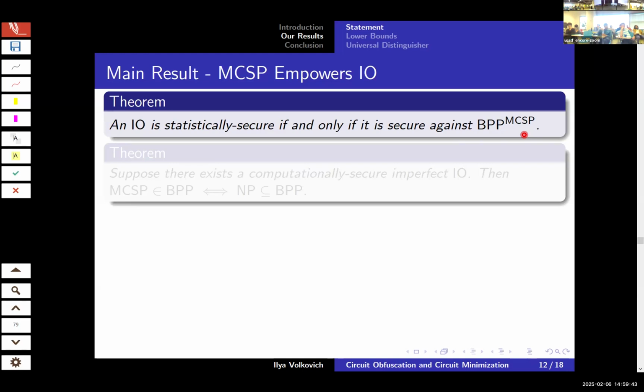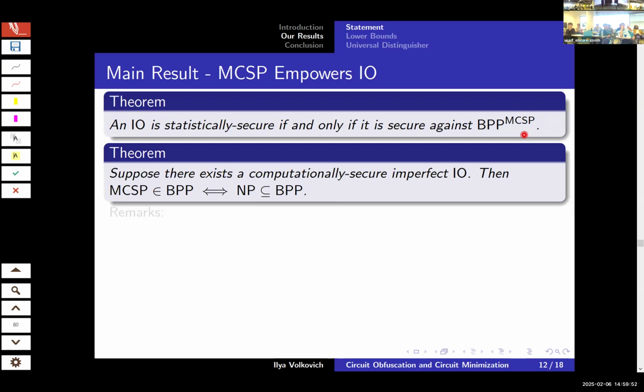We can ask again. Another application we get is the following. We also get that flavor of completeness under imperfect IO. We already had this for perfect IO, now we can do it for imperfect IO. That flavor of completeness, basically BPP with MCSP, is in BPP if and only if they fall in that empty class of BPP. So this is another outcome of that result.